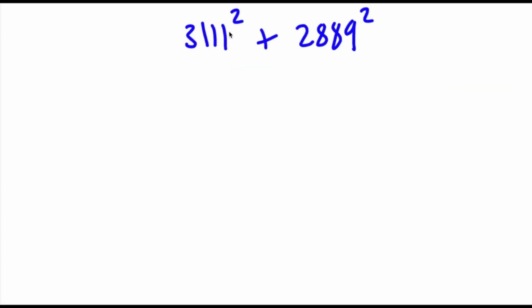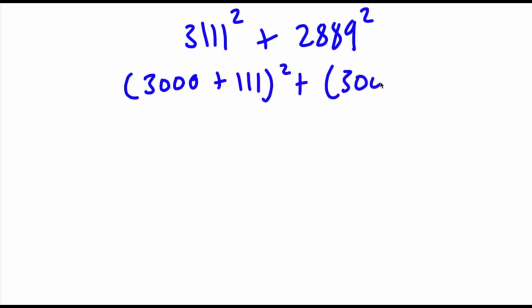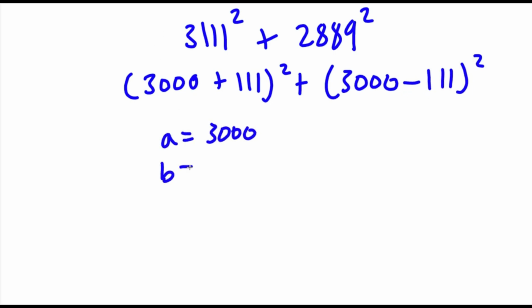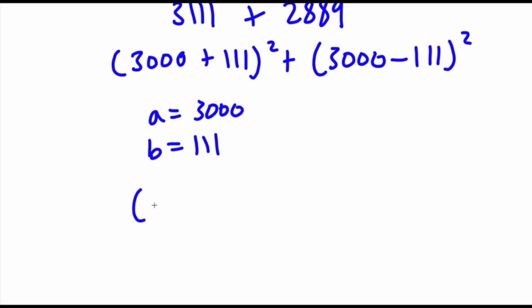Alright, so I have 3111 squared plus 2889 squared. Now the first thing I'm going to do is rewrite this as 3000 plus 111 squared plus 3000 minus 111 squared. Now I'm going to set a equal to 3000 and I'm going to set b equal to 111. So now, if I substitute these in, I get a plus b squared plus a minus b squared.